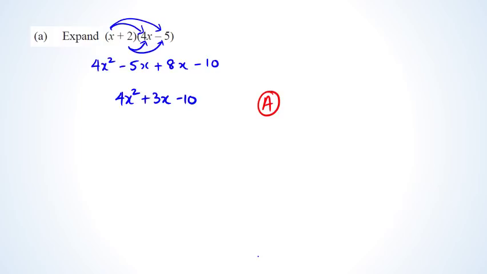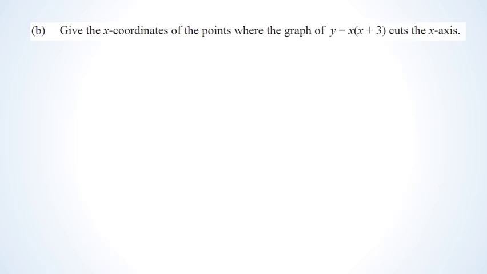Okay, let's go to the second question. So with 1b, we've been asked to find the x coordinates of the points where this particular graph cuts the x-axis. Now we know if we want the graph to be cutting the x-axis, we need to put y equal to 0 and then solve the equation. So what we can say is 0 equals x multiplied by x plus 3. Now, this is just solving quadratic equations, which means you've either got the x in the blue box equal to 0, or the x plus 3 in the green box equal to 0.